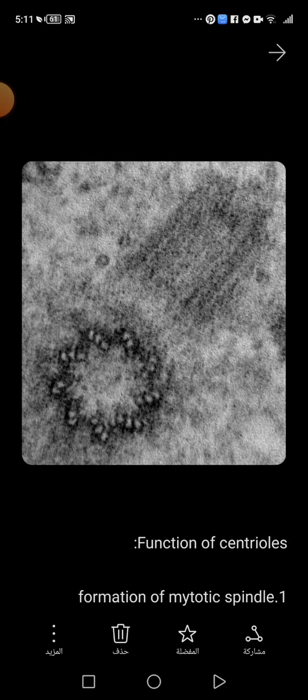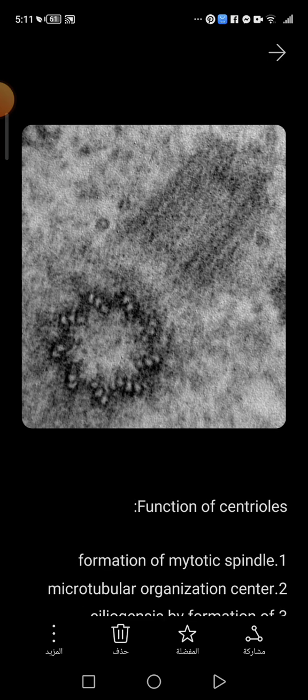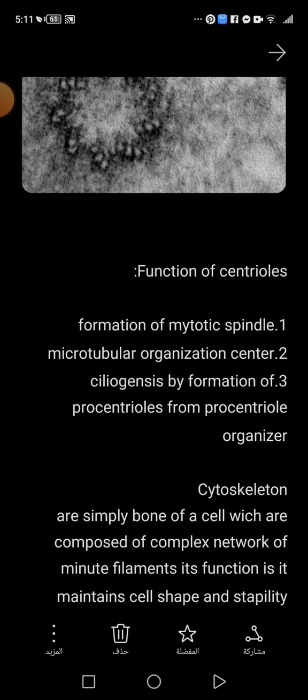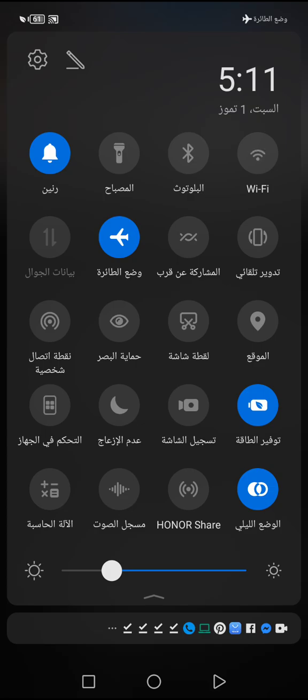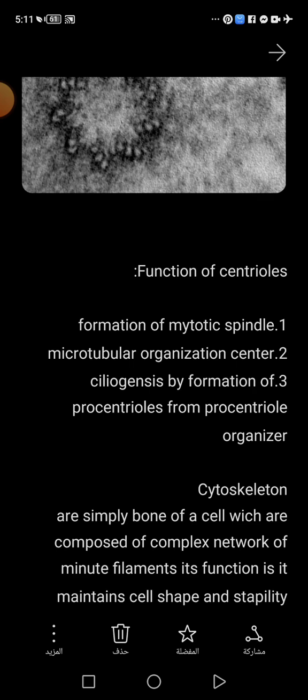This is an image of a centriole under the electron microscope. It's easy, it's just like a cylindrical shape. It's recognized very easily from the other organelles. The function of centrioles is the formation of the mitotic spindle. We know that it has an important role in mitosis or cell division. They are also a microtubule organization center, and involved in cytogenesis formation.